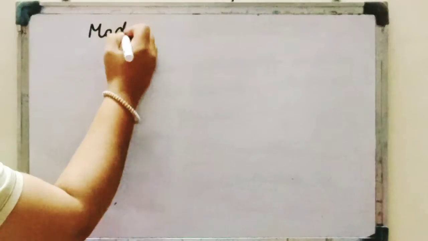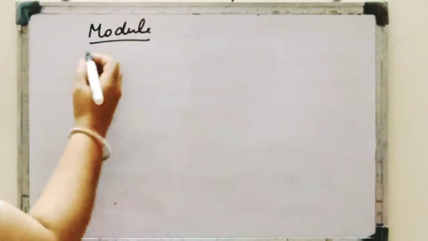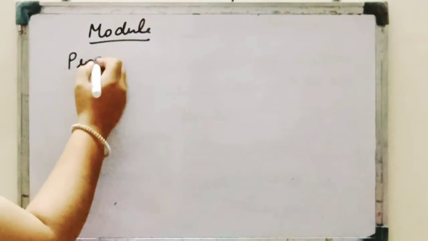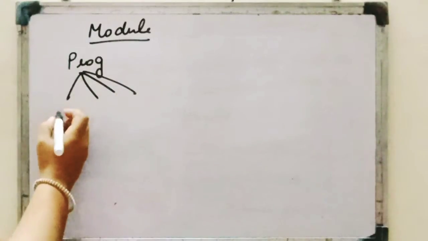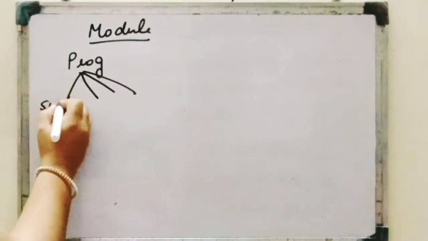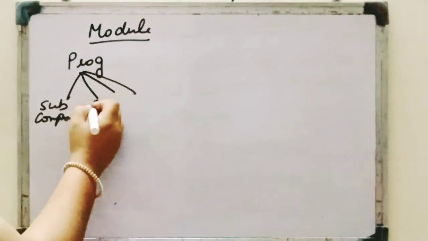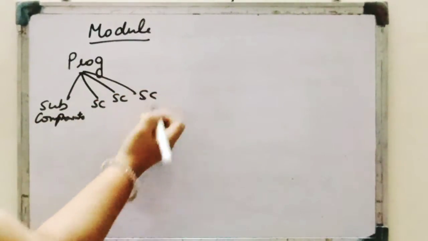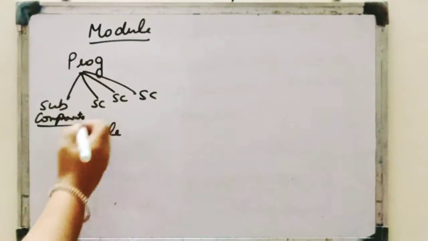The next topic is module. So now what is a module? A module means when we have a big program, we divide it into different smaller parts, that is subcomponents. So this is also a subcomponent, this is also, this is also. So what is this? This is a module.